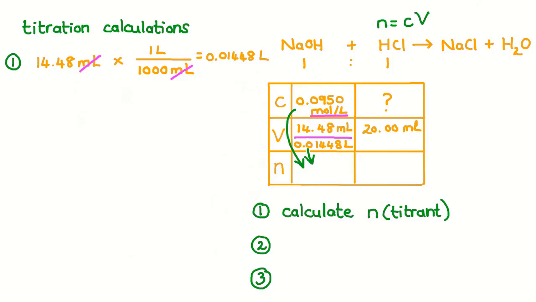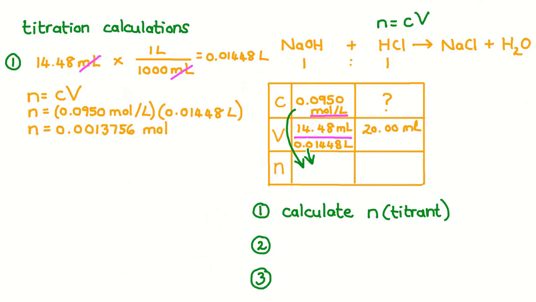Now we can use our key equation to determine the number of moles of titrant. N equals CV. Substituting in the concentration of the base and its volume in terms of liters, we get 0.0013756 moles of titrant reacted. We can put this value into the table. Note that I have kept all the decimal places at this point. We will only round off at the very end of the calculation to ensure that we get the correct answer. And we will then express our answer to the correct number of significant figures.